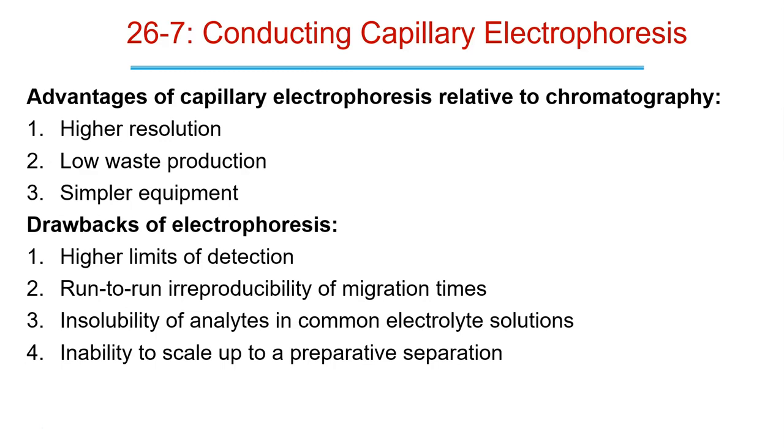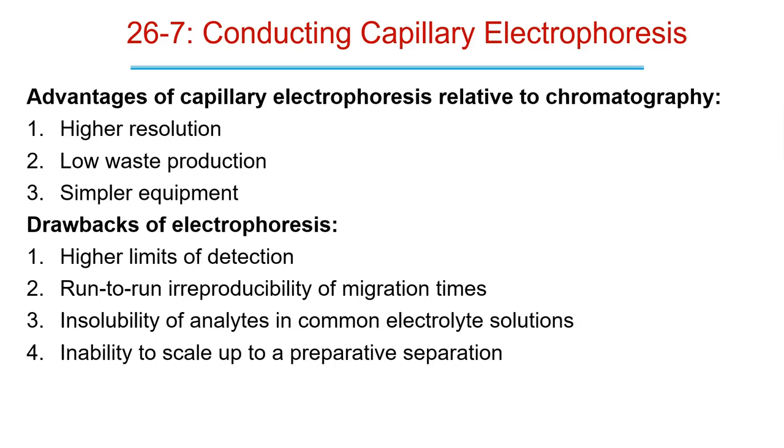However, we can fix that by adding micelles, which, as we know, soap is good at dissolving a lot of stuff. So it's a drawback, but we could switch over to a different type of capillary electrophoresis and fix that issue. Again, the biggest drawback, one of the biggest, is our inability to scale it up.